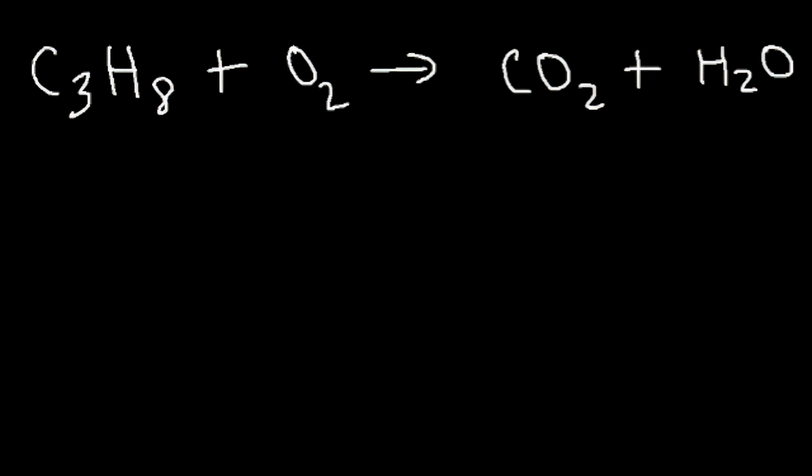You can only change it when writing a formula, but when you're balancing an equation, you can only add coefficients, which are the numbers in front of these molecules. When balancing a combustion reaction, the first thing that you want to do is balance the carbon atoms. So we have 3 carbon atoms on the left, therefore we've got to put a 3 in front of CO2.